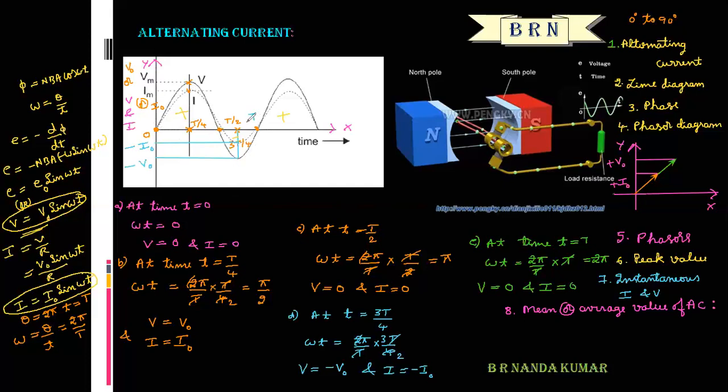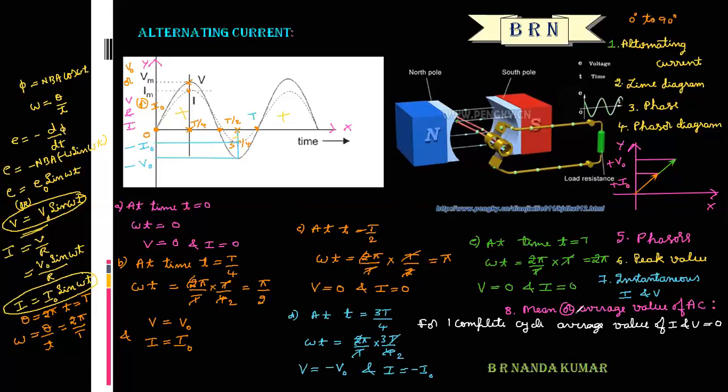For one complete cycle, what is the value of average value of current and voltage? That is 0. So this point is also very, very important. For one complete cycle, the average value of alternating current and voltage is 0.